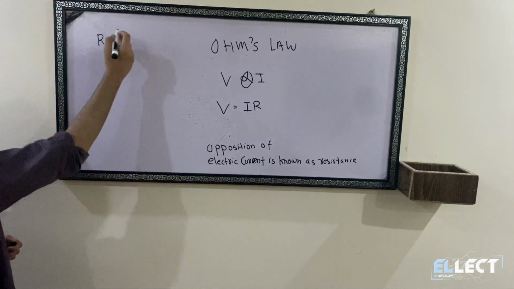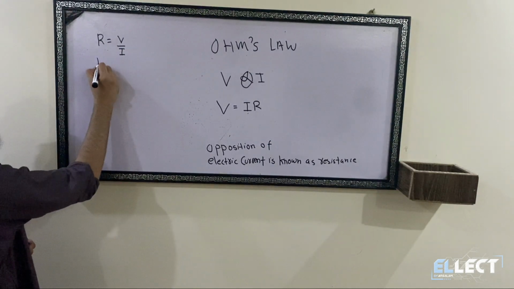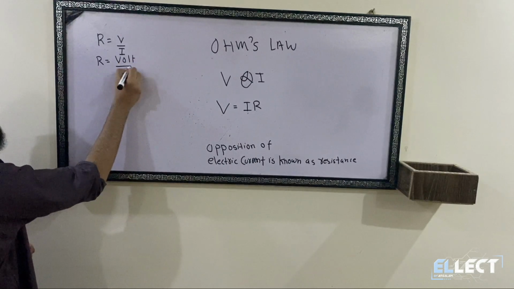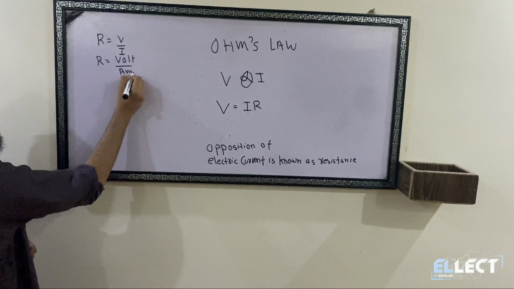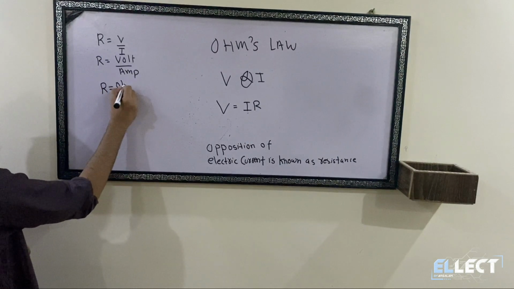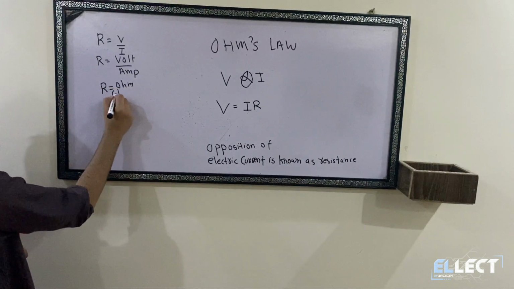The unit of voltage V is volt. The unit of current I is ampere. So volt upon ampere is equal to ohm. So resistance is measured in ohm.